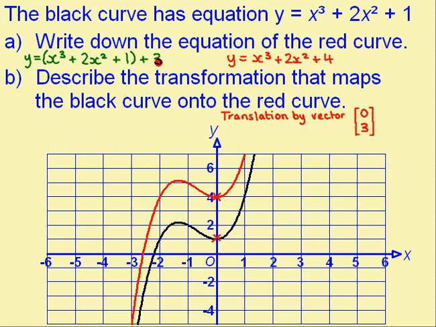But I always like to tidy things up a bit. I can see I've got +1 + 3, so that's actually +4. So this is a neater version of my final answer. We've already said that the graph goes up by 3, so it's a translation by the vector (0, 3).